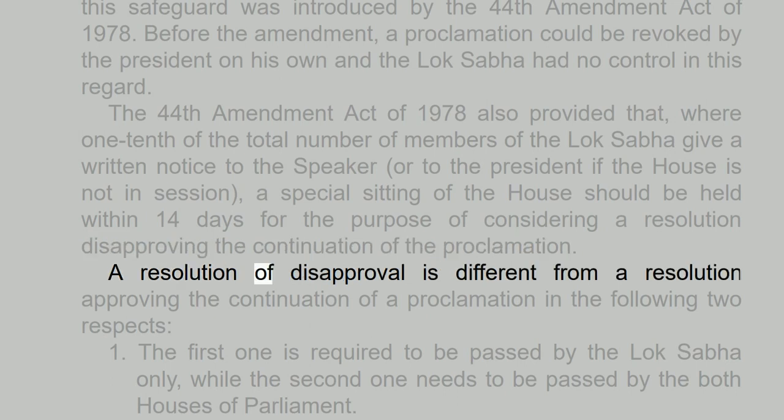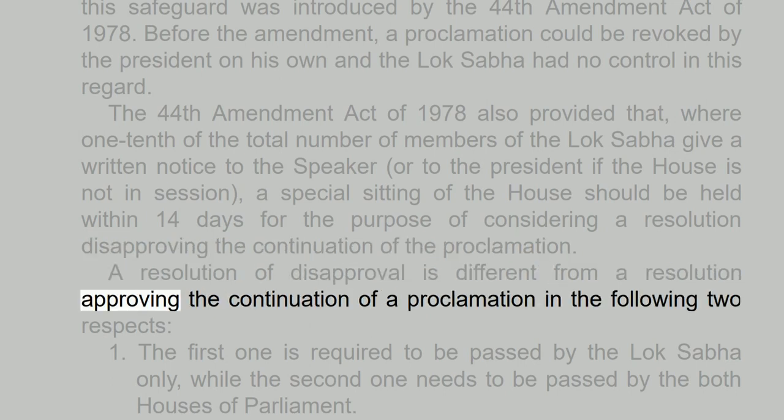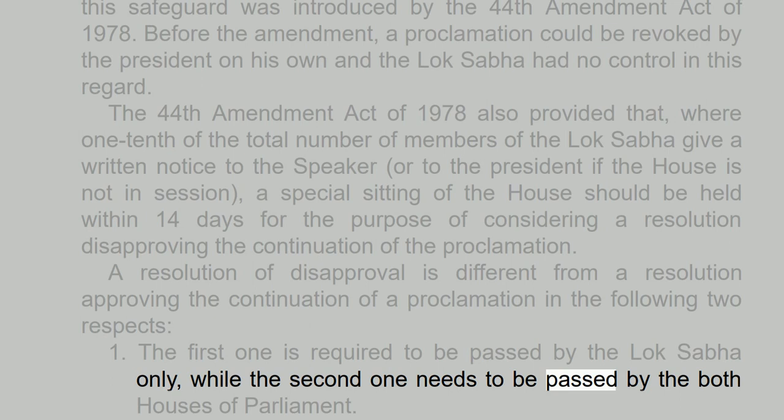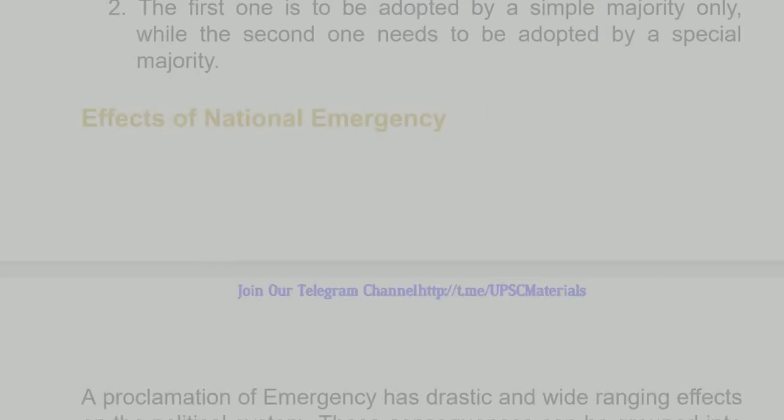A resolution of disapproval is different from a resolution approving the continuation of a proclamation in the following two respects. 1. The first one is required to be passed by the Lok Sabha only, while the second one needs to be passed by both houses of Parliament. 2. The first one is to be adopted by a simple majority only, while the second one needs to be adopted by a special majority.